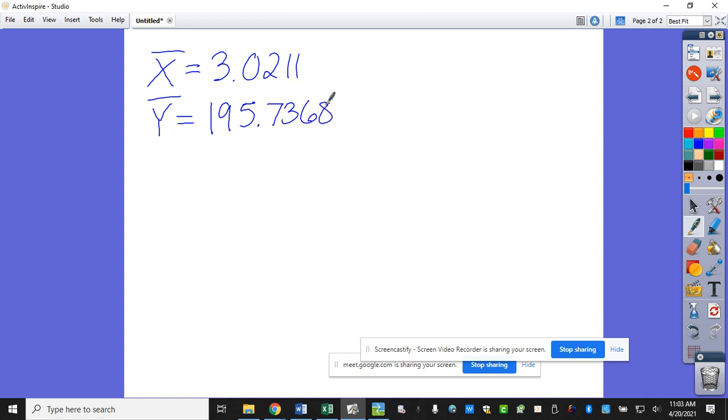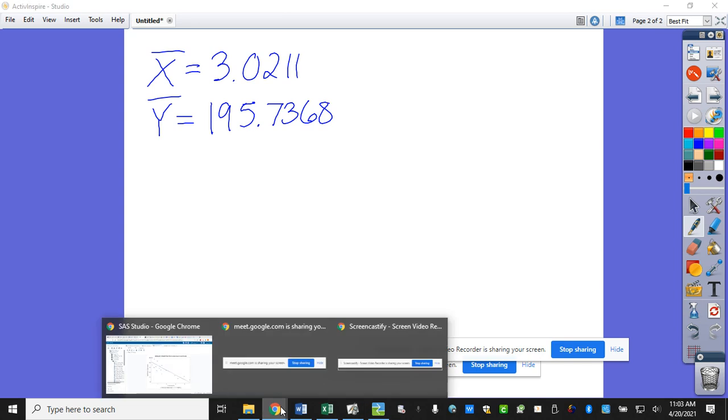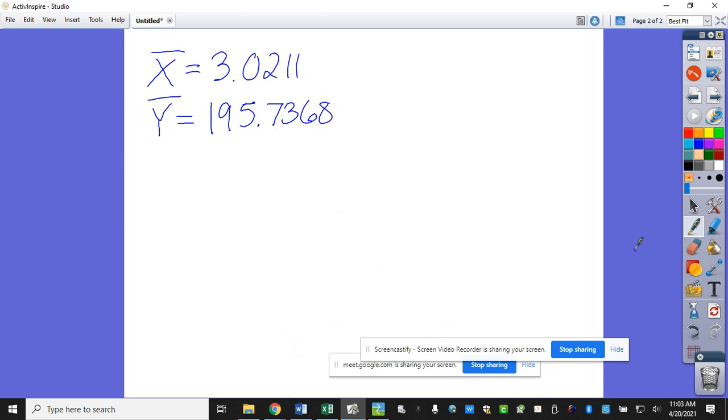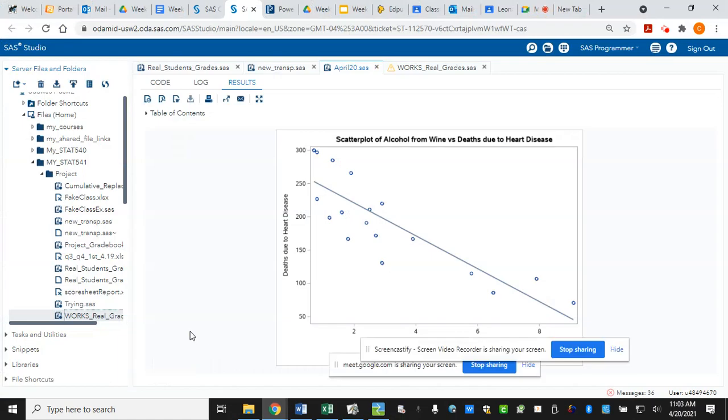Okay, so almost 3.0 and a little bit over 195. Three point zero, a little over 195. What happens there? Where is that point? On the line.